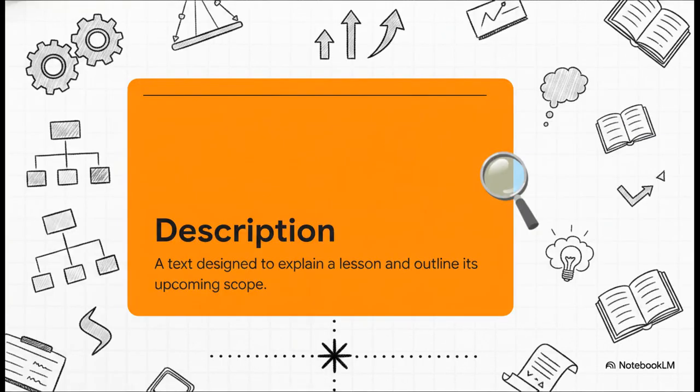Our third pillar is the description. Think of this one as the lesson map. It's designed to explain a lesson and outline its scope before it even happens. The formula here relies heavily on looking forward. We combine future tense, or statements of intent, with a specific target skill. For instance, in this lesson, students will learn how to write a paragraph. That phrase "will learn" sets the intent, and writing the paragraph is the target skill. It beautifully frames the entire learning experience.